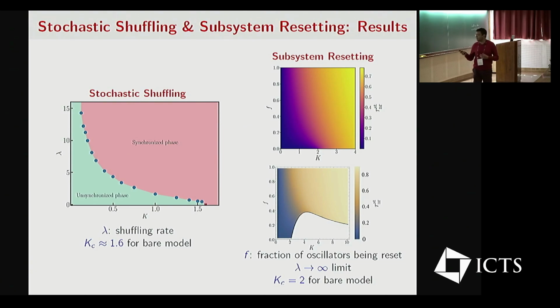That is quite interesting because in the original model, the system always had a stationary state. And just by introducing this protocol of subsystem resetting, I'm able to introduce a dynamical phase transition, in the sense that at this particular K, as I increase the fraction of the oscillators that are being reset, I go from a non-stationary regime to a stationary regime.